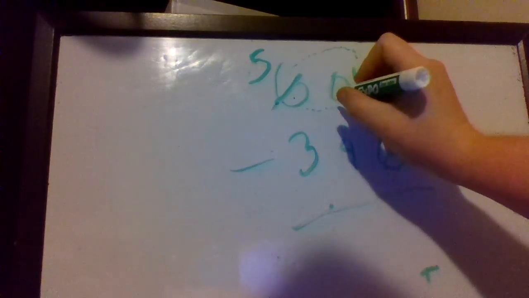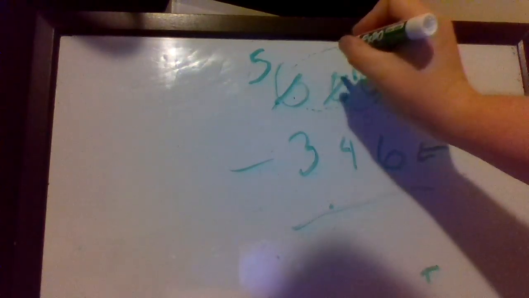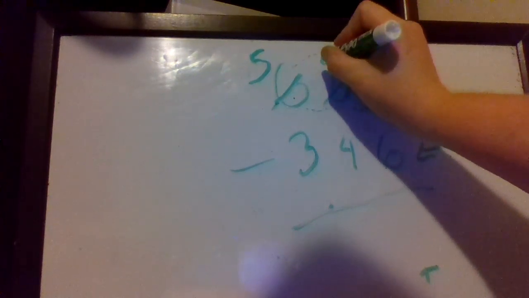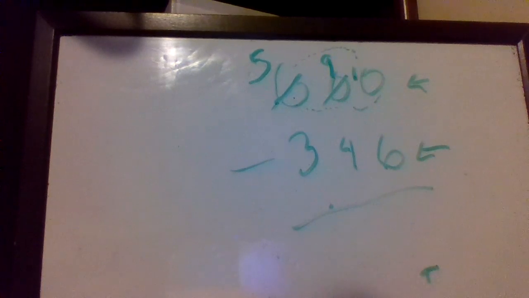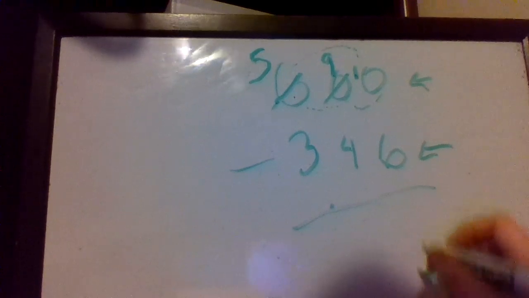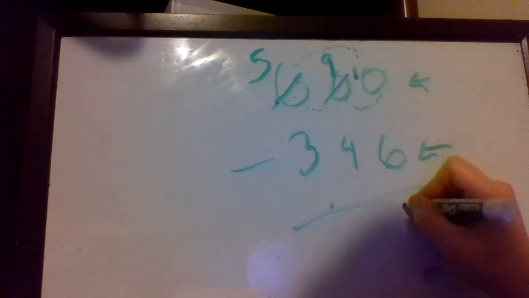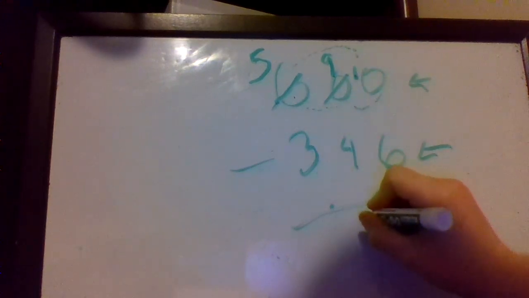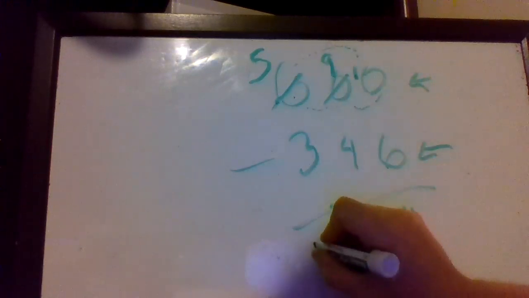Now, here's the kicker, guys. Since this 0 didn't have any cups of sugar, this 0 is going to become a 9. Now we are ready to subtract. We're going to start on this side. 10 minus 6 is 4. 9 minus 4 is 5. And 5 minus 3 is 2.